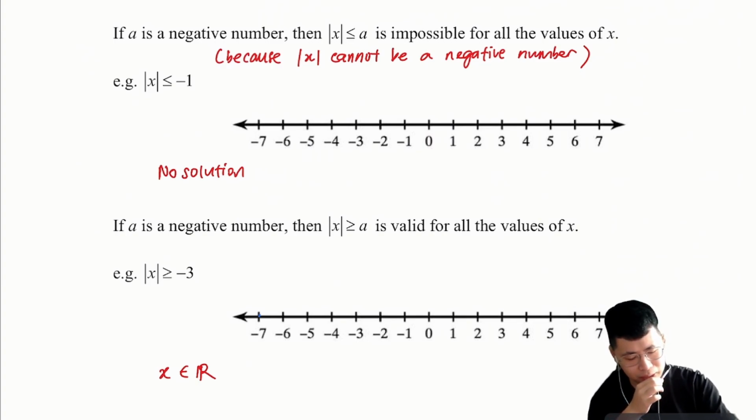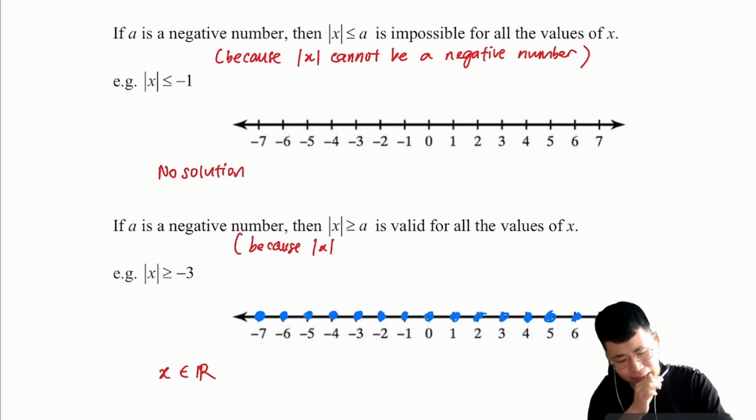Why? When I put this number in, modulus would be 7. 7 is more than -3. So all these numbers, when I put them in, they are all more than -3. All these numbers, when you take the modulus, they are all more than -3. And the reason is simply because modulus x is positive, and this is always more than a negative number.